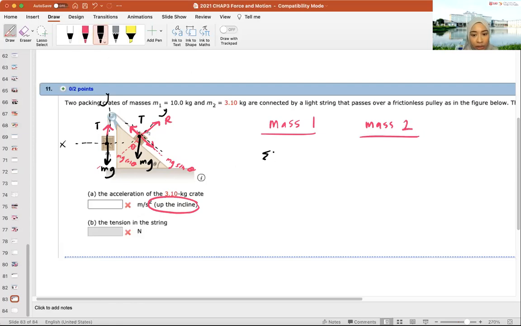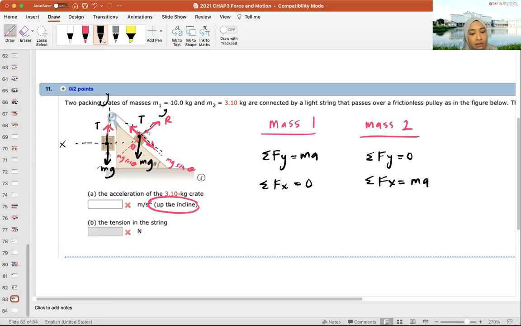So mass number 1, net in the FY is equal to MA. Net in the FX is not moving left or right, so this is going to be equal to 0. And for mass number 2, it's going to move left or right on the incline. Therefore, it would have Fy equals to 0 and net in the Fx equals to MA.